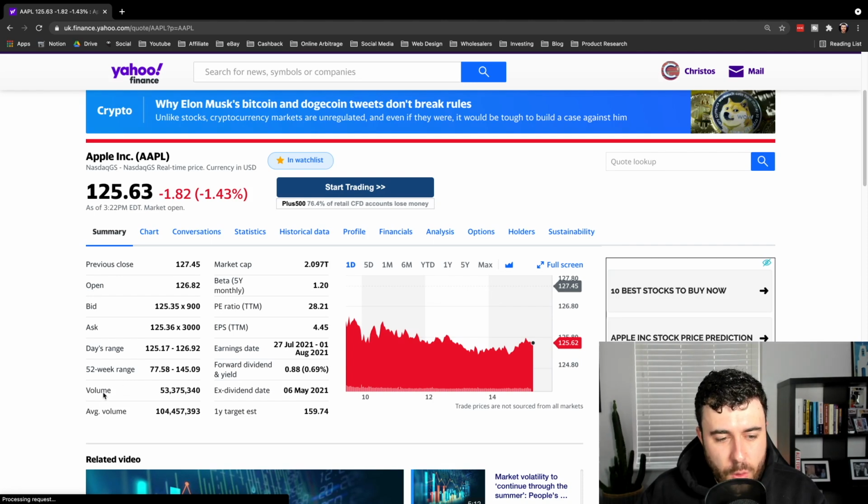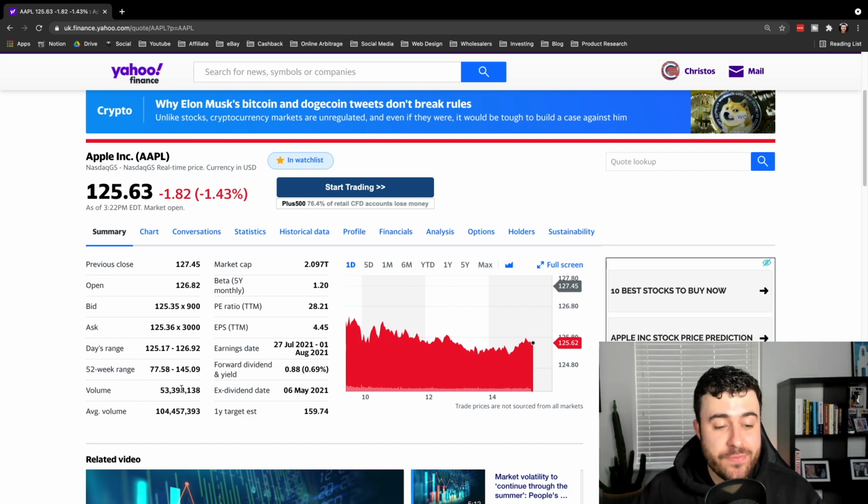Next up is the volume tab, and basically all this means is how many shares have been bought and sold of this company in one day. And as you can see, Apple is very much a popular company, and there has been 53,390,000, well, it's just changing constantly. You get the point. There's been about 53 million shares bought and sold from this company today. Obviously we're not finished yet, which is why you can see it constantly going up.